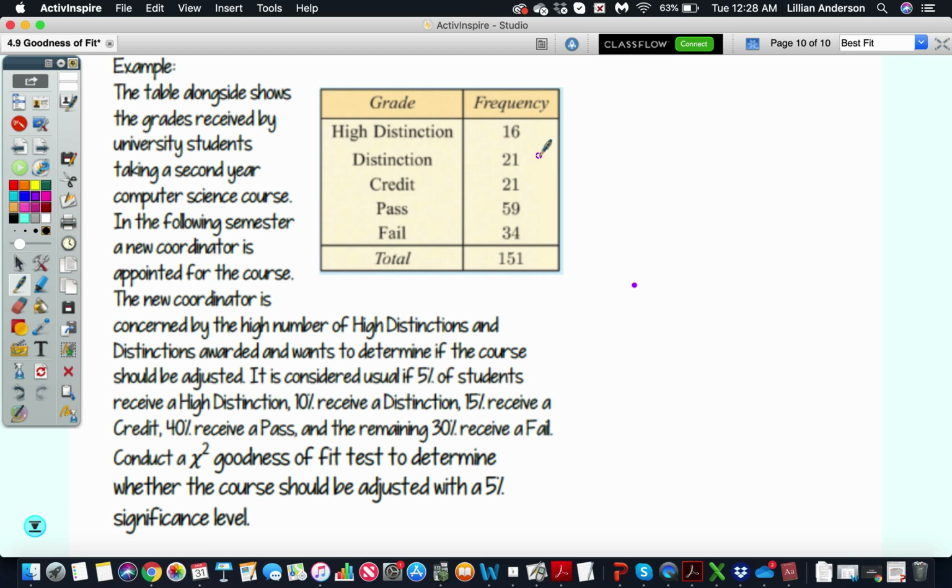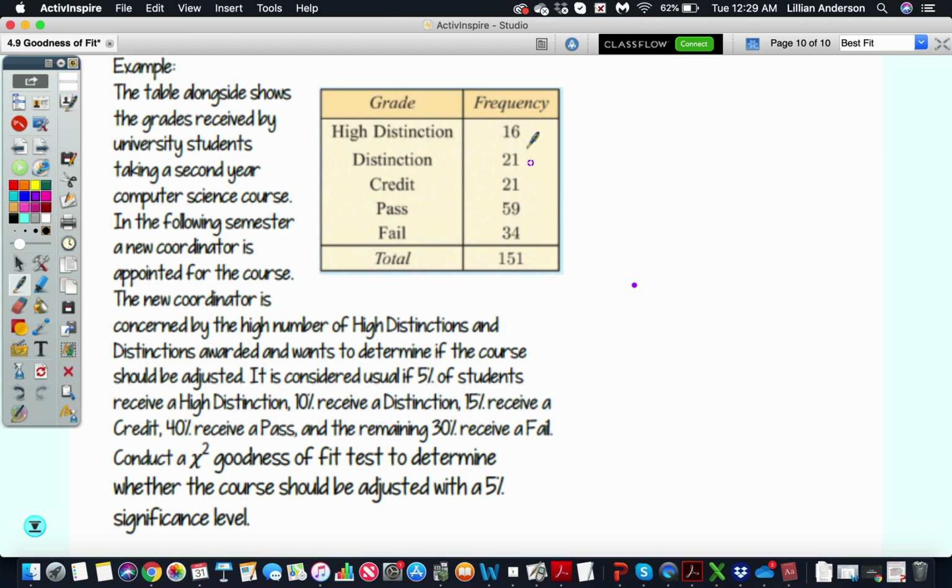Okay, it is considered that usually 5% of students receive a high distinction, 10% receive a distinction, 15% receive a credit, 40% receive a pass, and the remaining 30% receive a fail. Conduct the chi-square goodness of fit test to determine whether the course should be adjusted with a 5% significance level. So a lot of information in the description. You want to make sure you read it all, and of course we have the table.